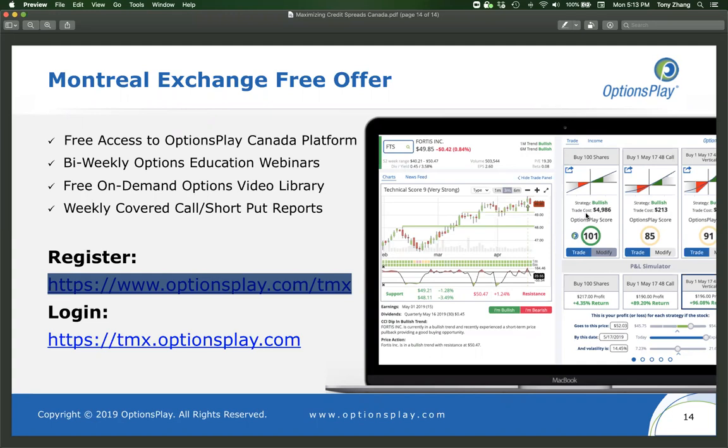Do you have a service of credit spread signal in the Canadian market? So no, we only have one for the US market.